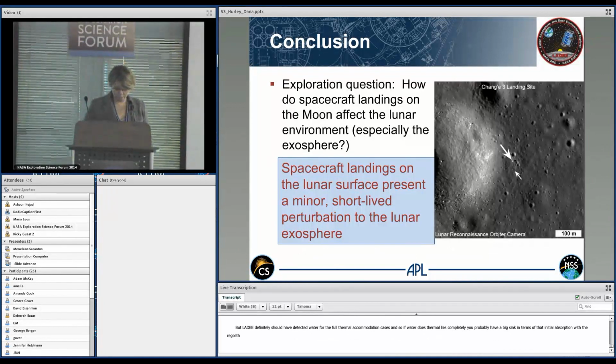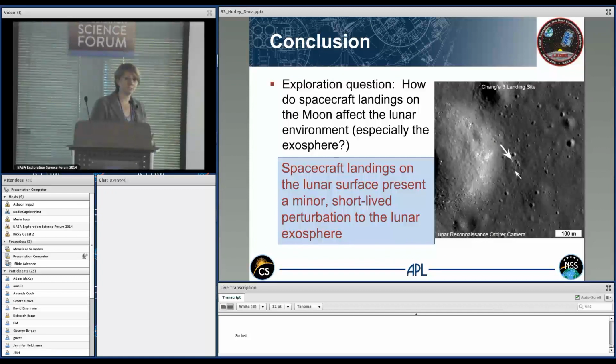Last slide, our initial question was, how does a spacecraft landing on the moon affect the exosphere? Well, it has a small effect, but it's very temporary. So, thank you.